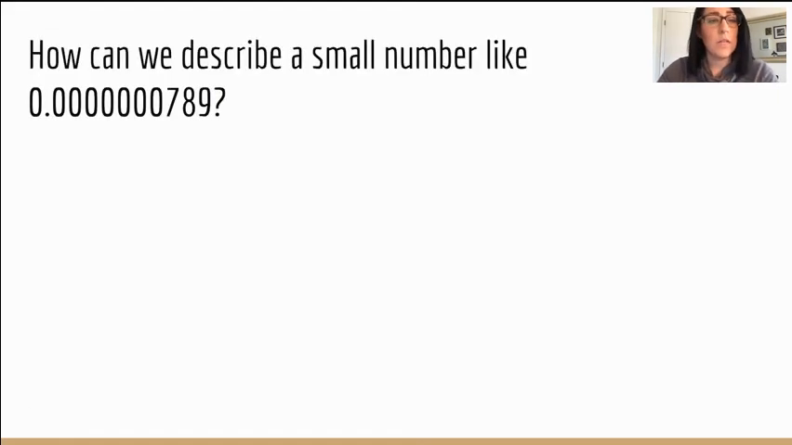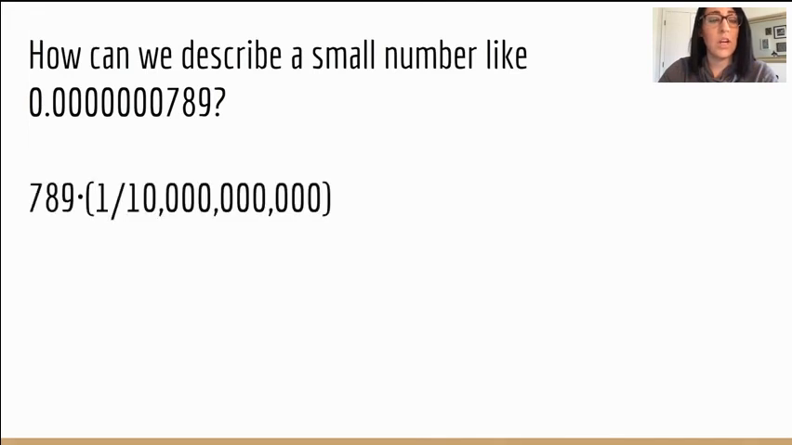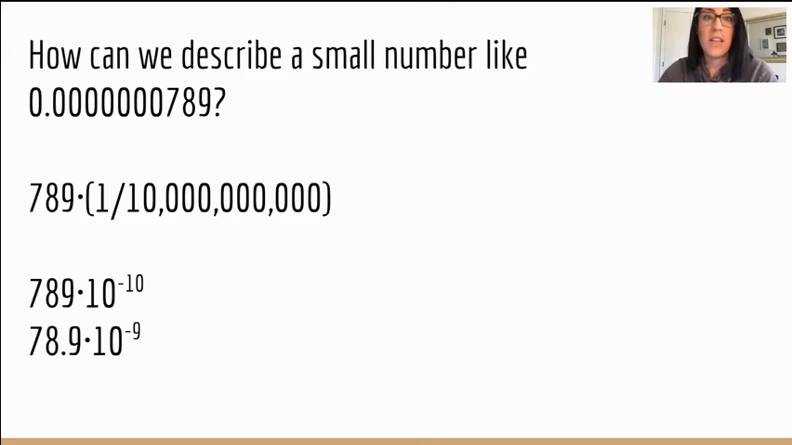Think about a decimal like this. How can we describe a small number with so many place values here as a decimal? So we can think of this as 789 times 1 over 10 billion, or 789 times 10 to the negative 10th, 78.9 times 10 to the negative 9th. These are all equivalent ways that we can write this number. They all mean the same thing, but again, writing it with that base 10 allows us to write it in a smaller space.